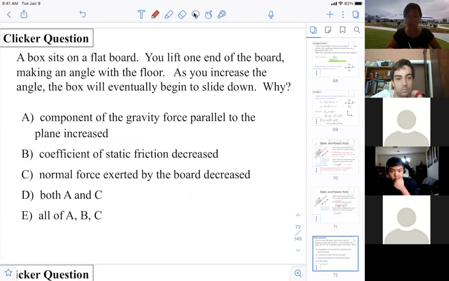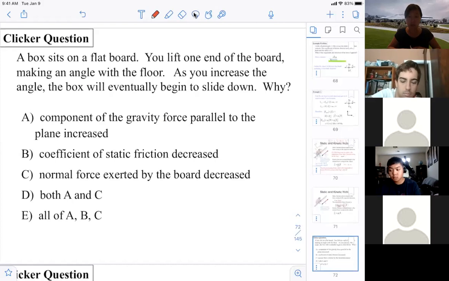So this is similar to the frog example. Let's say you have a box that sits on a flat board. You start lifting one end. As you increase the angle, eventually the box will begin to slide down. Which of these statements contribute to the reason that it's sliding down?